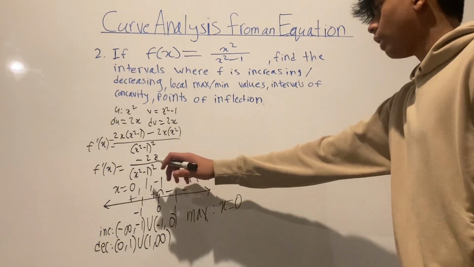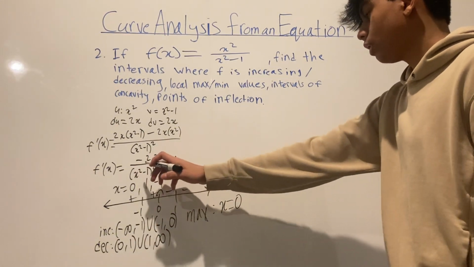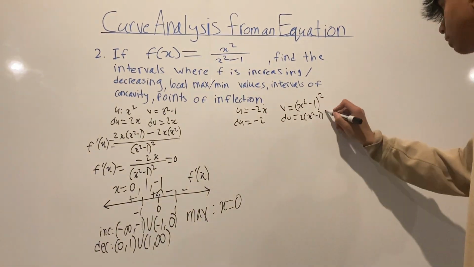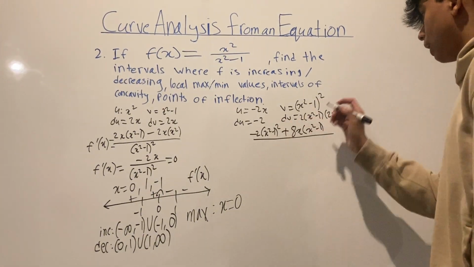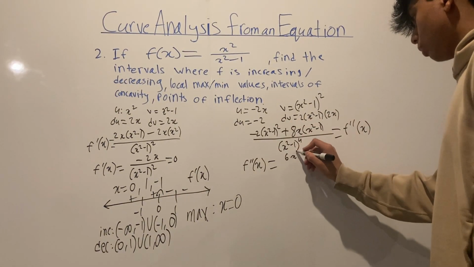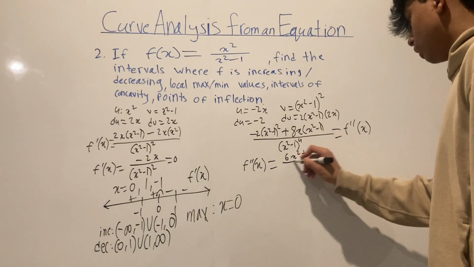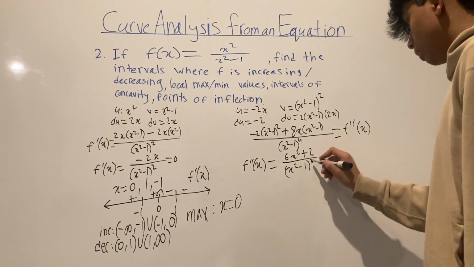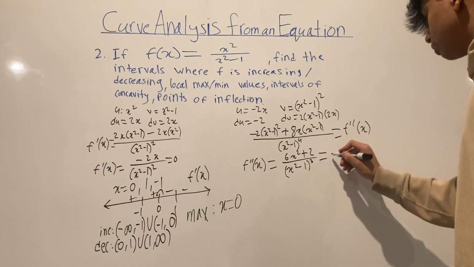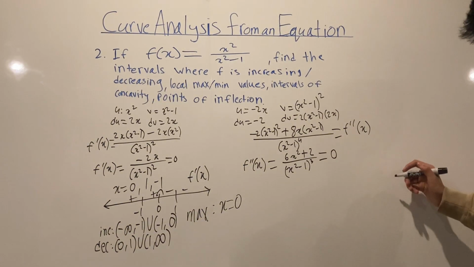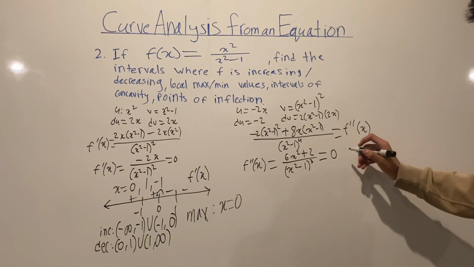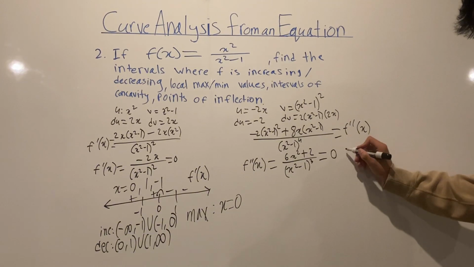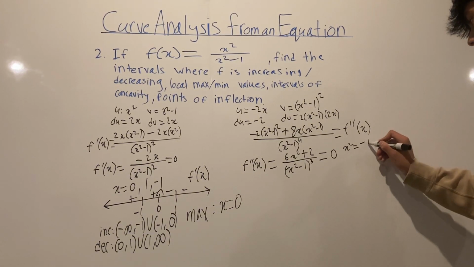So now we need to find the derivative of the first derivative, which is the second derivative. So it's 6x squared plus 2 divided by x squared minus 1 cubed. And now we're going to set this equal to 0. And now if we solve for x on the top and bottom in this second derivative graph, we'll have x squared equal to negative 1 over 3.